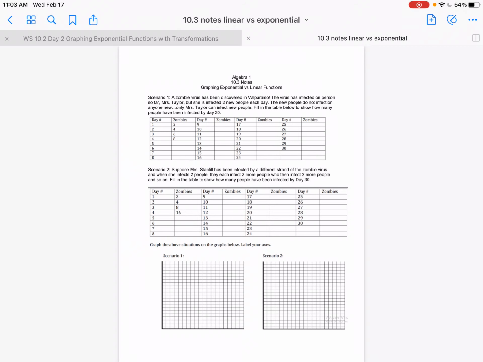10.3 is just comparing our exponential graphs with our linear graphs. So we're just going to go ahead and dive right in because this is review.